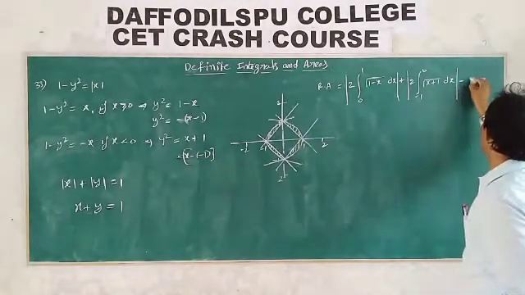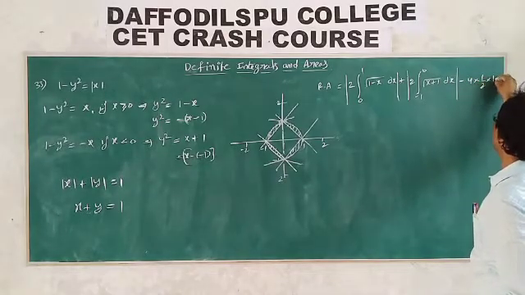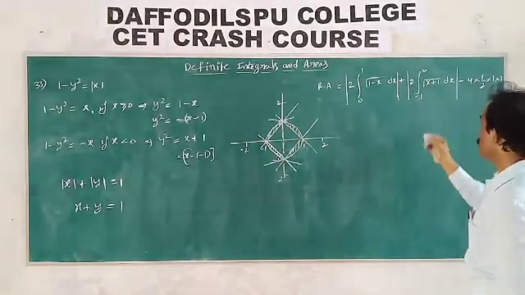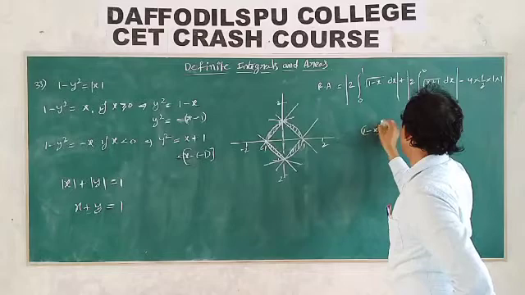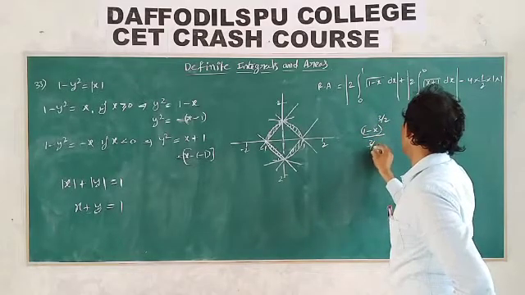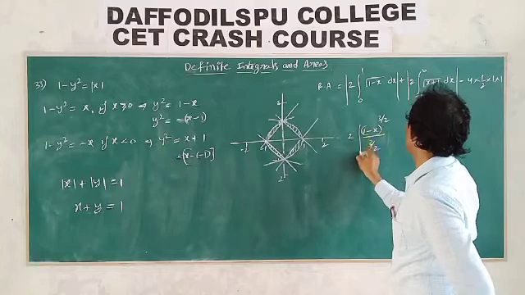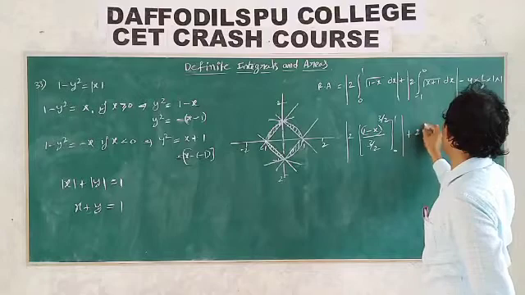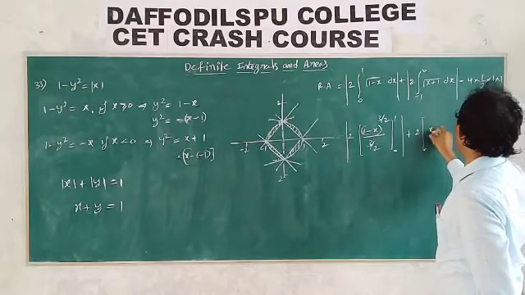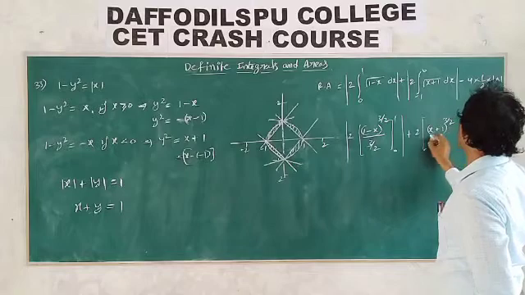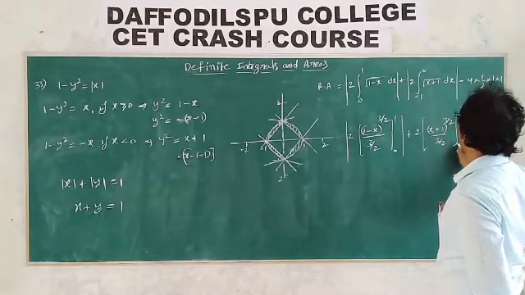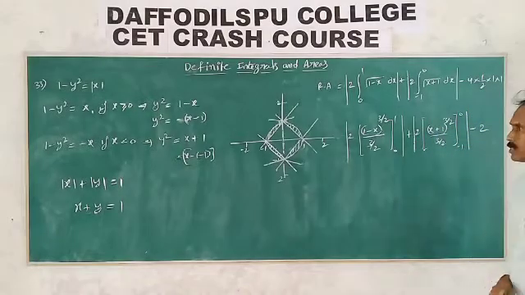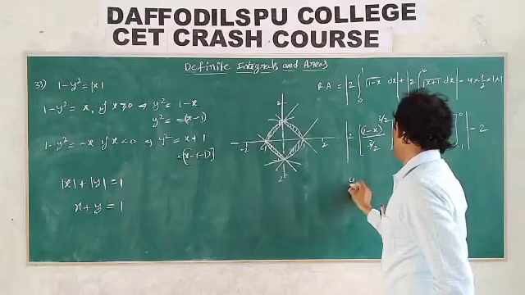Minus 4 times the 4 triangles, half into base into height. So this value is equal to (1 minus x) whole power 3 by 2 divided by 3 by 2 into 2, from 0 to 1, modulus, plus 2 of (x plus 1) whole power 3 by 2 by 3 by 2, from minus 1 to 0, minus 2. This is equal to 4 by 3.